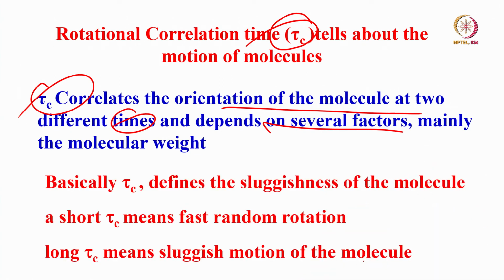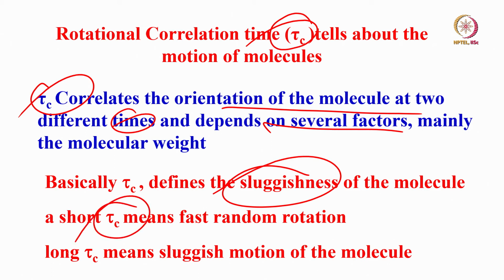Basically, what is tau c going to tell you? It tells you about the sluggishness of the molecule, how fast or sluggish the molecule is. For example, a short tau c means random rotation, that is, small molecules undergo very fast rotation. Long tau c means the molecule is sluggish, it is a very big molecule.